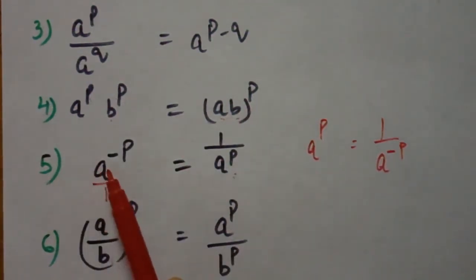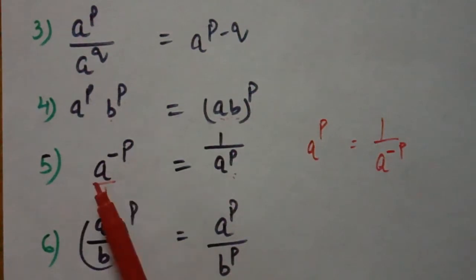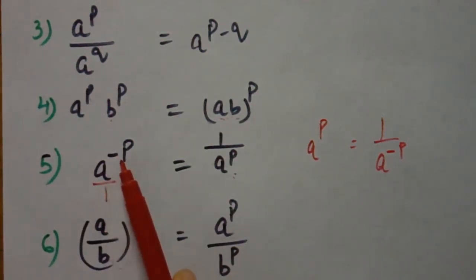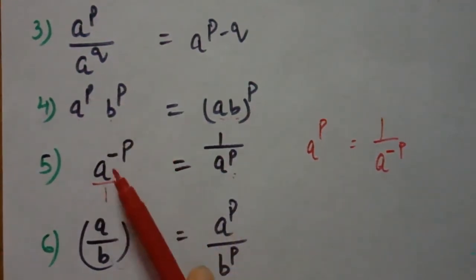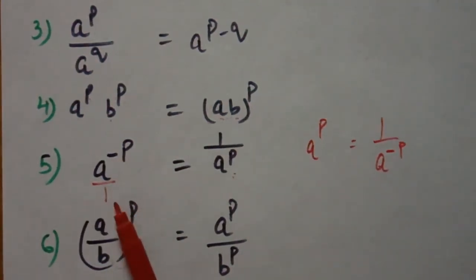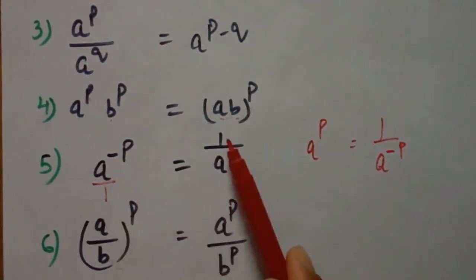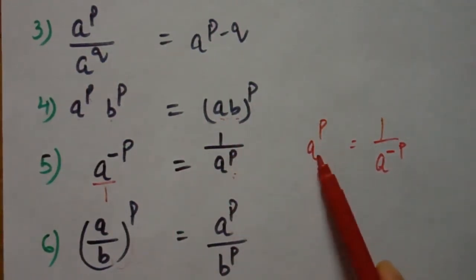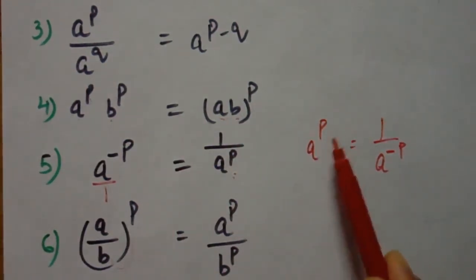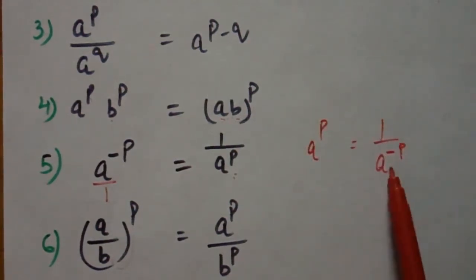Fifth is a raised to power minus p. When we have a negative power, how will we change it into a positive? We will shift this number to the denominator, because in the numerator it is present here and the denominator is 1. When we shift this number to the denominator, it will become positive. So 1 upon a raised to power p. If we have a positive power and we want a negative, then similarly we will shift this number to the denominator.